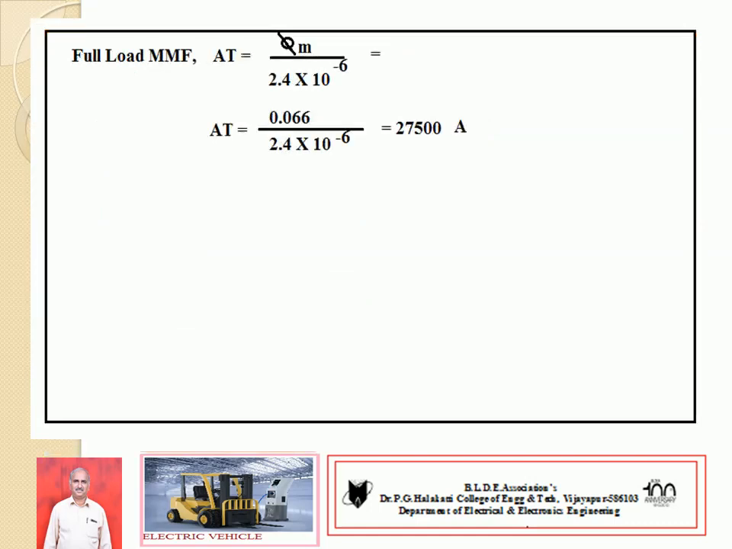Once you know all the values, he asked what is the full load MMF. The ratio is given, so it has the answer itself. What is given? The ratio of flux to the full load MMF is equal to 2.4 into 10 to the power of minus 6. Hence, you determine the full load MMF, that is the ampere turns, equal to flux divided by that ratio value. So we are going to get 27,500 ampere turns.